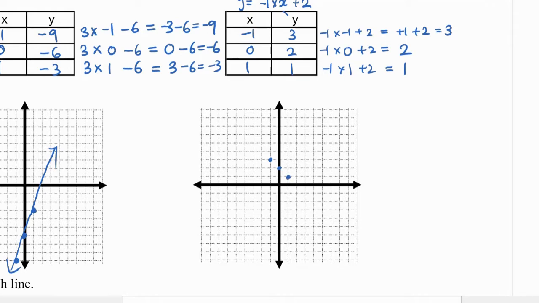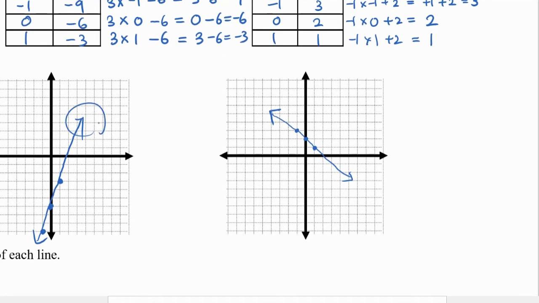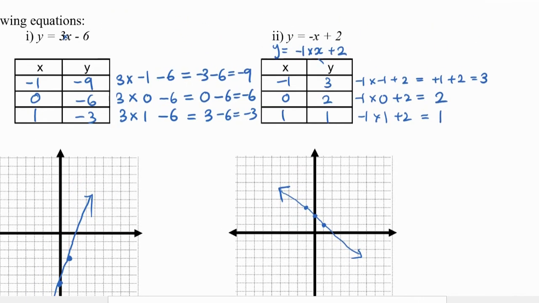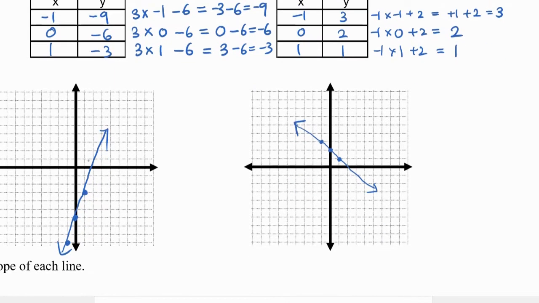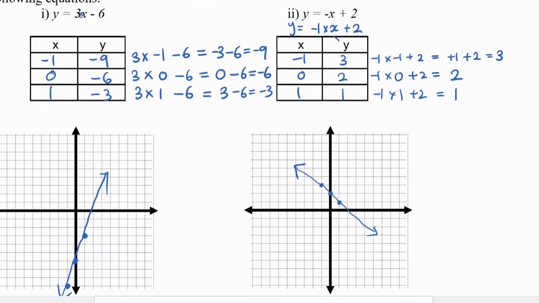Plot it and join the points using a ruler. And don't forget to put arrows, everyone, because it goes forever. We can find negative 100, positive 100. So there will be more points on the line, right? So you have to put arrows. Otherwise, I'm going to deduct your mark.